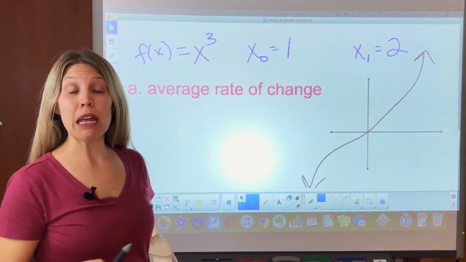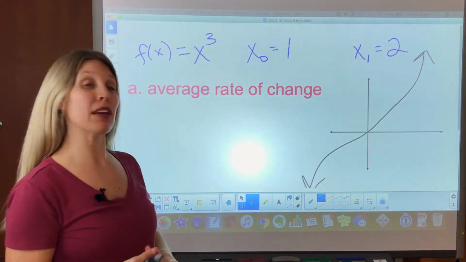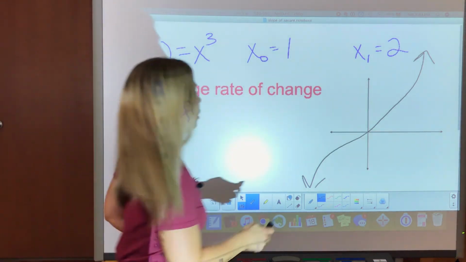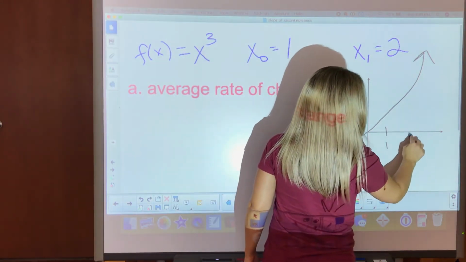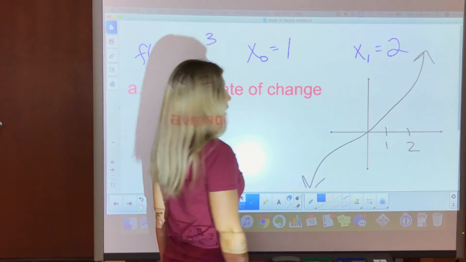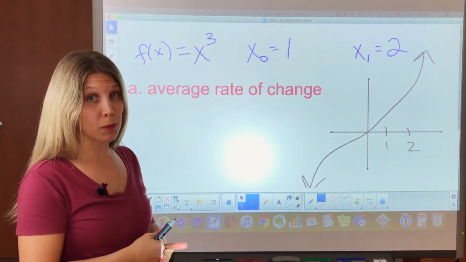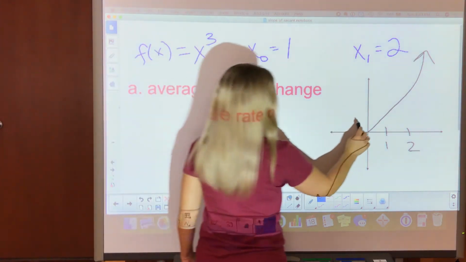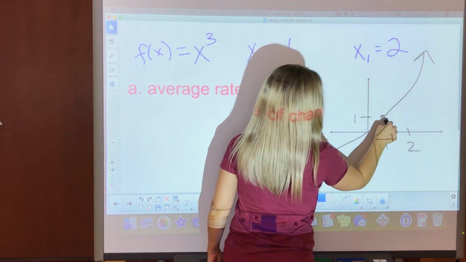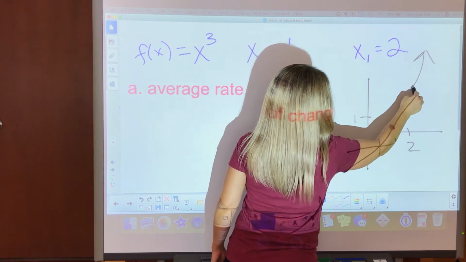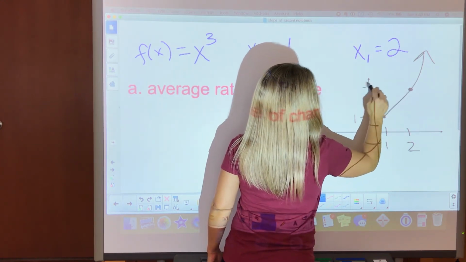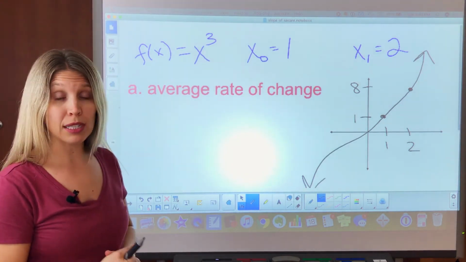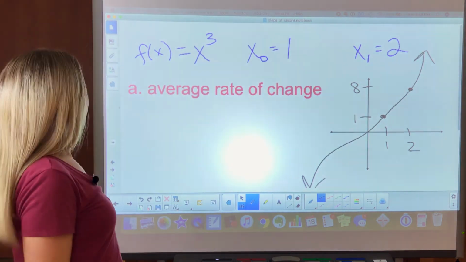Now I'm going to go ahead and plot the points that they gave us. They gave us x sub 0 is 1 and x sub 1 is 2. So I've got 1 here, 2 here. And now I'm going to go ahead and find the corresponding y values. So if my x value is 1 and I plug that into x cubed, I have a y value at 1. And if my x value is 2, my y value is 8 for x cubed. Now, of course, my graph is not drawn to scale, but this will work.